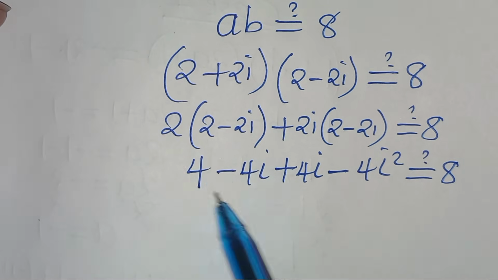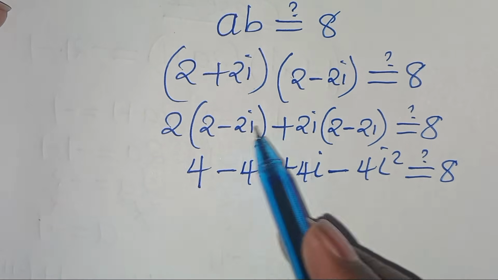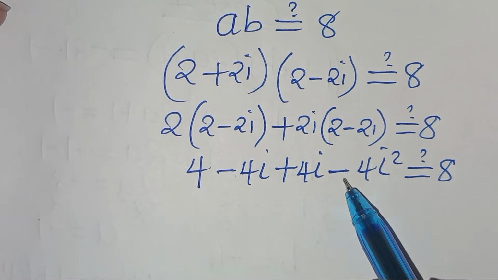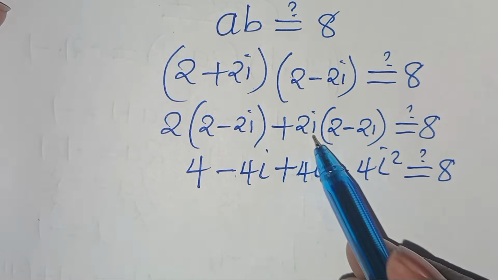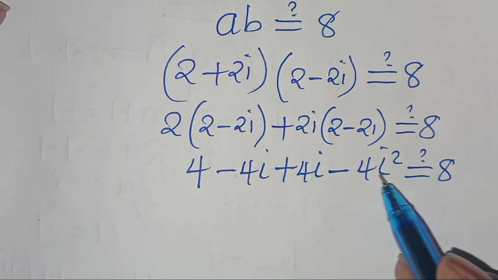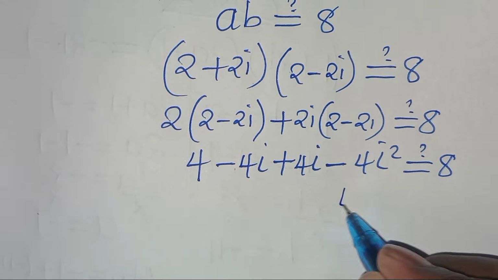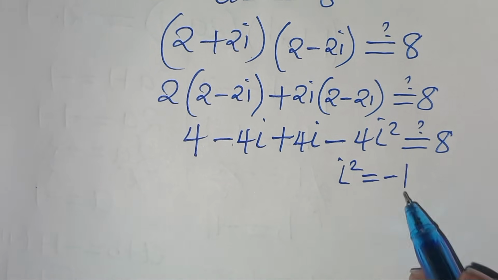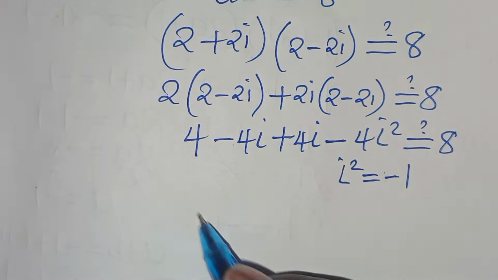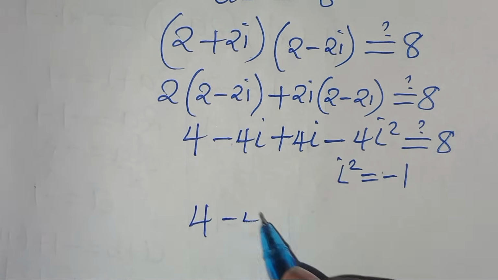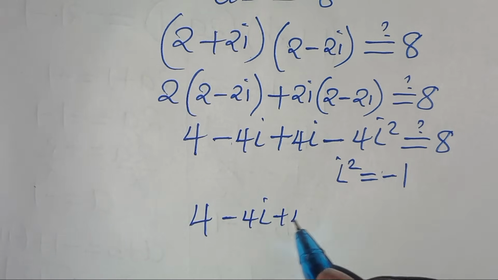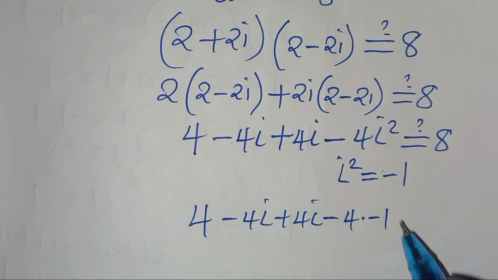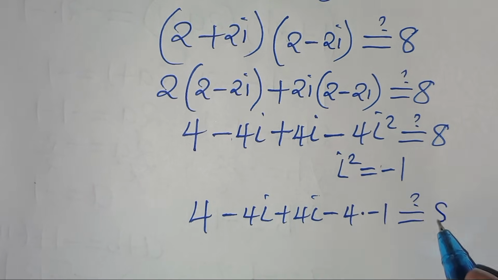Now we have 2 times 2, this is 4. 2 times minus 2i, this is minus 4i. Then plus 2i times 2, this is 4i. Then minus, we have 2i times 2i, this is 4i squared. We have that i to the power of 2 is the same thing as minus 1. So let's substitute i squared with minus 1. So this is 4 minus 4i plus 4i, then subtract 4 times minus 1. This should give us a value of 8.